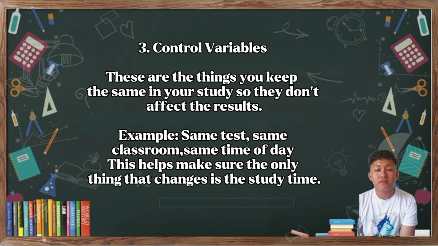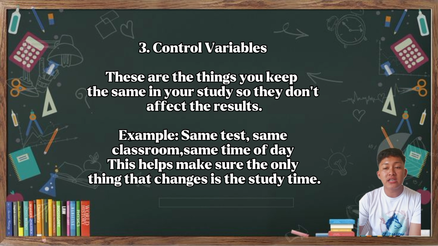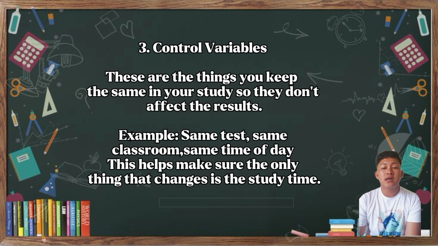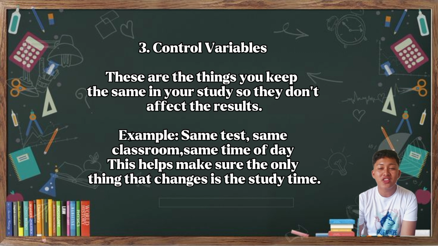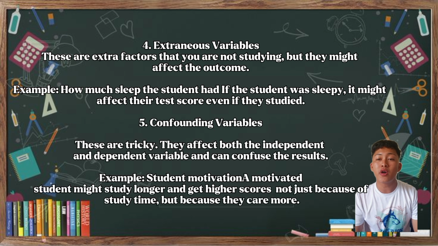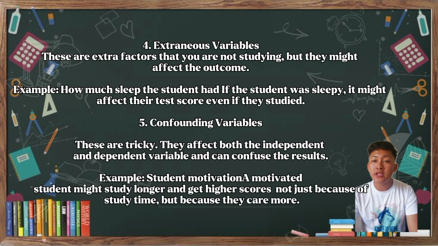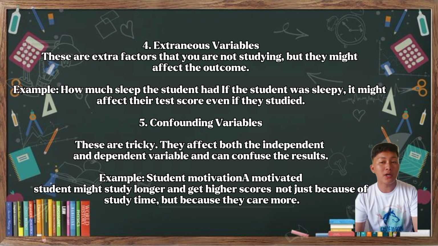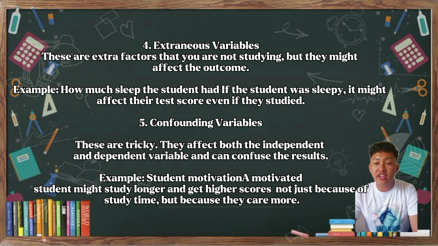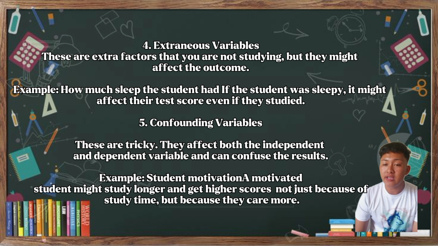Third, control variables. These are the things that you keep the same in your study so they can't affect the results. Examples, same test, same classroom, same time of day. This helps to make sure that the only thing that changes is the study time. Fourth, extraneous variables. These are extra factors that you are not studying, but they might affect the outcome. Example, how much sleep the student had. If the student was sleepy, it might affect their test score even if they studied.